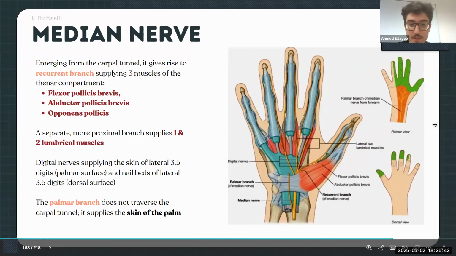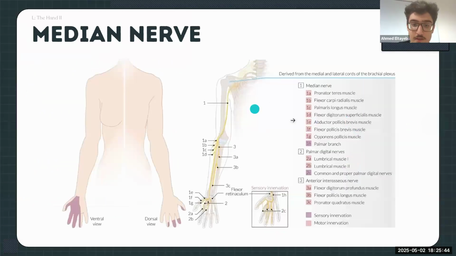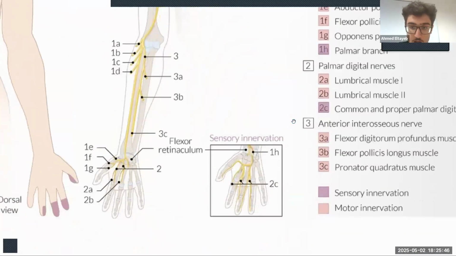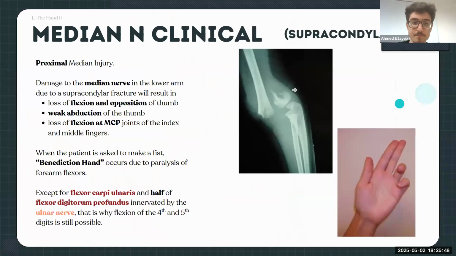Okay? Okay. I'll leave this for you, honestly. We've looked at it before. Let's talk about clinical. We have two types of median nerve injury: proximal and distal. Why is it important? Because the clinical presentation is different and the clinical loss is different.